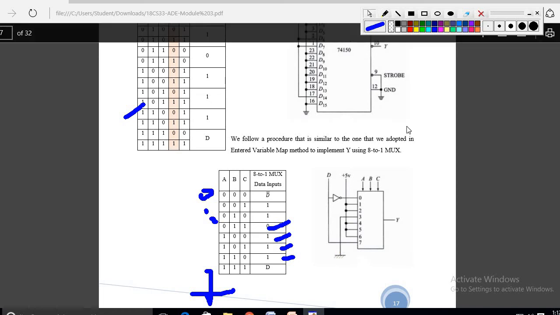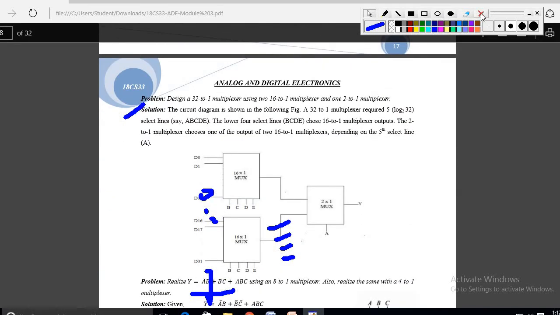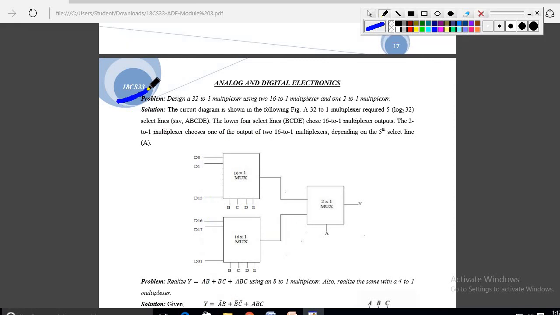So the next problem says: design a 32 to 1 multiplexer using 16 to 1 multiplexers and 2 to 1 multiplexers. The circuit diagram is shown in the following figure. A 32 to 1 multiplexer requires log 32, that is 5 select lines, right? So the lower 4 select lines choose within the 16 to 1 multiplexers. The 2 to 1 multiplexer chooses one of the two 16:1 multiplexers depending on the 5th select line.